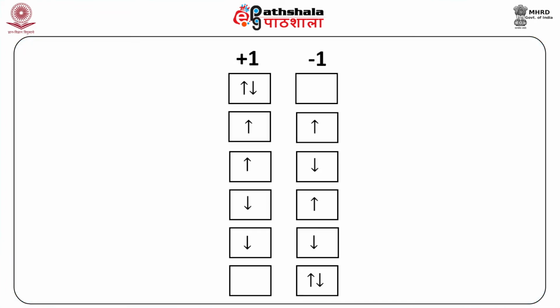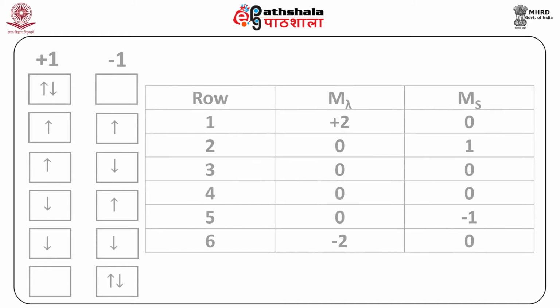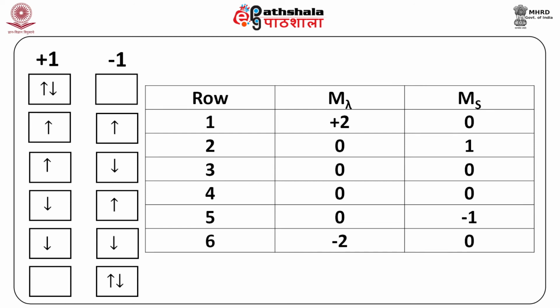So, let us see, you can have both the electrons in the +1 state, or one can be in one state, one can be in the other state, or they can have opposite spins, they can have the same spins. So, you see these are all the possibilities that are there. Now, when you come to row 1, you find that the total value of mλ is equal to +2, because both the electrons are in the +1 state, and the ms value is equal to 0, because they are of opposite spins. So, plus half and minus half cancels.